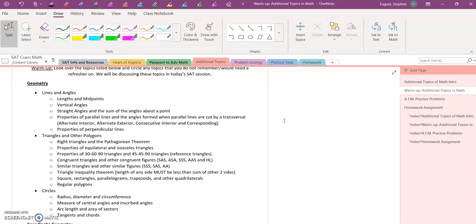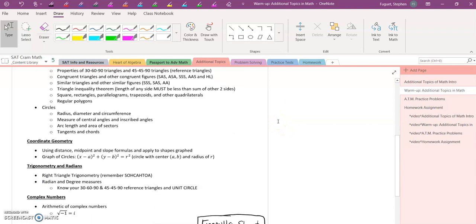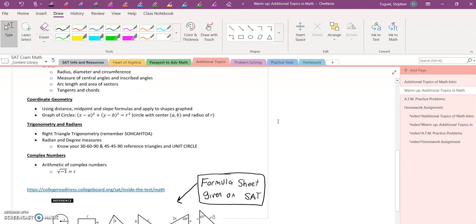These are things that when we meet, either in person or, in the case of this school year, virtually, you can ask questions about these topics, and I can go over them. So these are the topics from geometry. And then at the bottom here are some random topics from coordinate geometry, trigonometry, and so on.